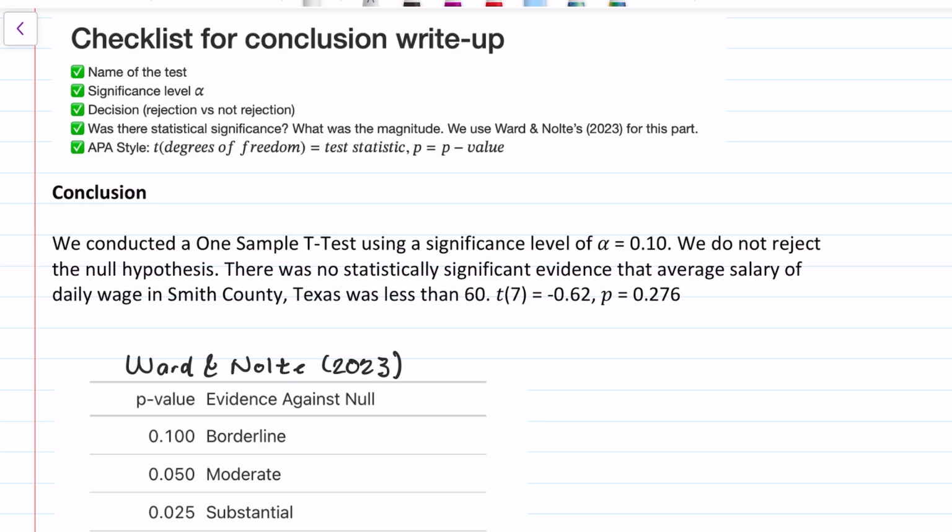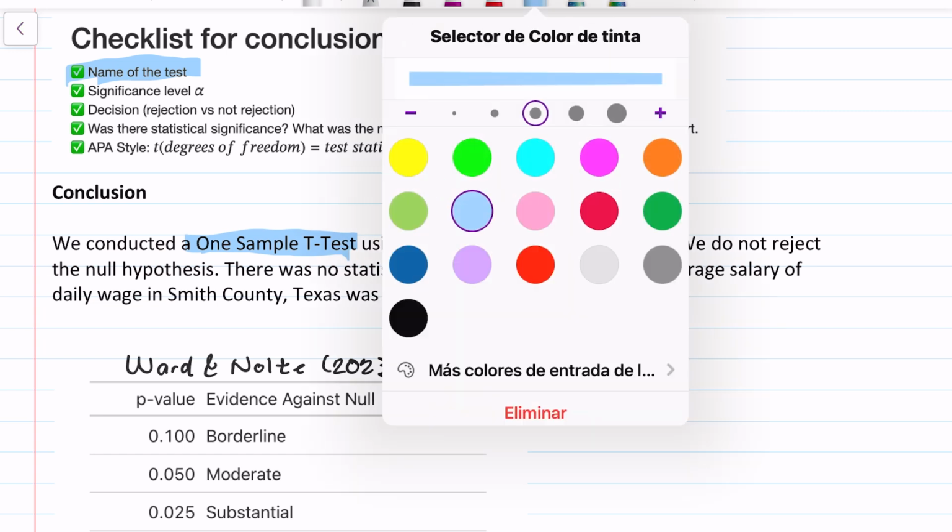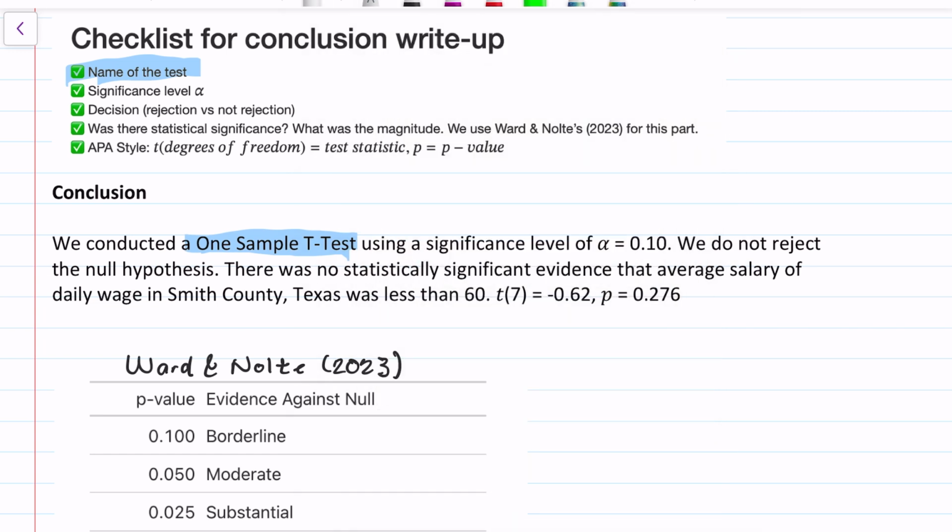So now let's go over our conclusion. We need the name of the test, which I have here. Another name for this test would be hypothesis testing for t-distribution. The next thing we need is the significance level, which we have over here, and we usually get it from the text of the problem. Our next step would be to say whether we reject or not.